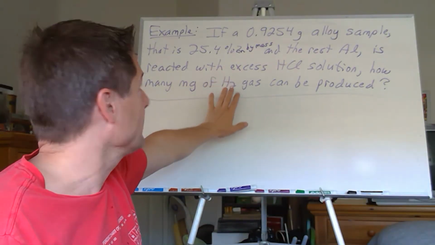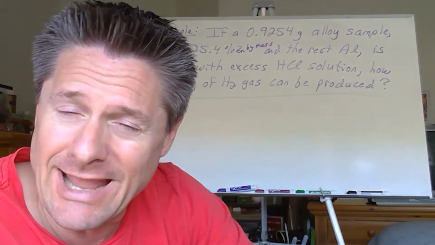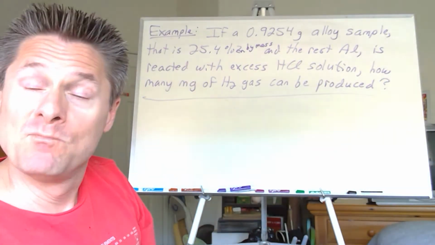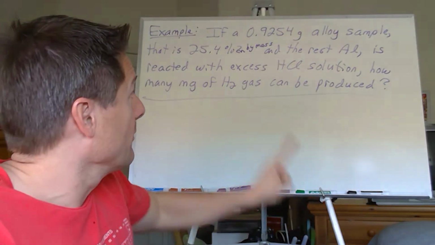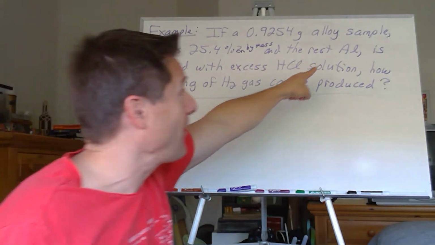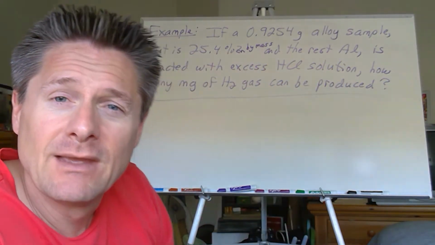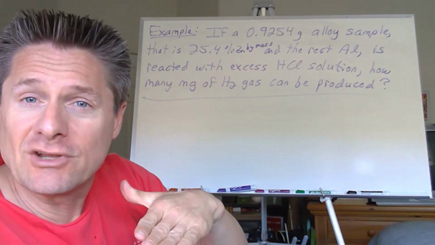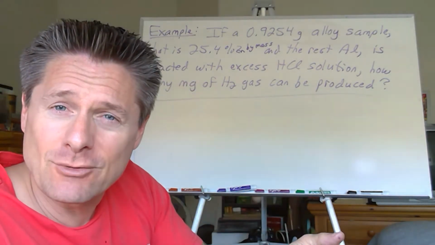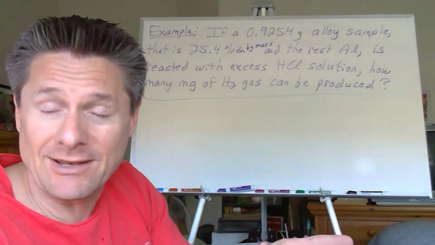That's the limiting reactant. How many grams of hydrogen gas can be produced? So we've got two metals in here: zinc and aluminum. What we've got to do is figure out the percent of aluminum. Look at the two equations, right? We've got zinc reacting with hydrochloric acid, and aluminum reacting with hydrochloric acid.